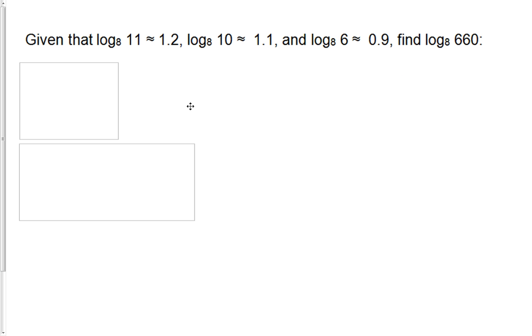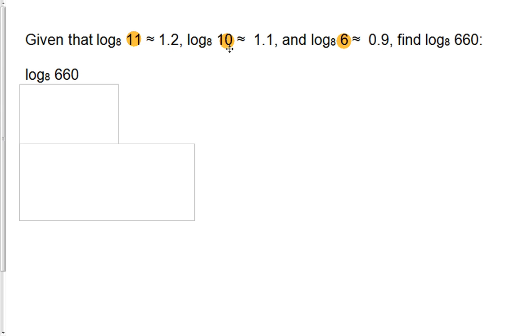Now let's take a look at these problems. Given that the log base 8 of 11 is approximately 1.2, and we have a whole bunch of other logs defined for us, find the log base 8 of 660. Well, we don't know anything about log base 8 of 660. However, what we can do is split this up into smaller logs. So let's look at the numbers that we're given. We're given an 11, a 10, and a 6 to work with.